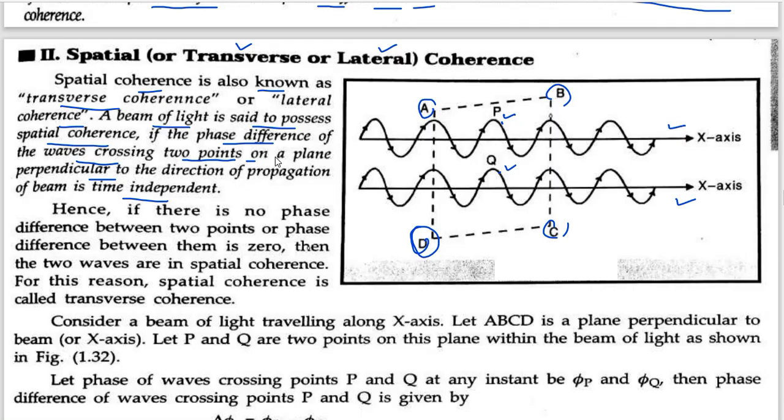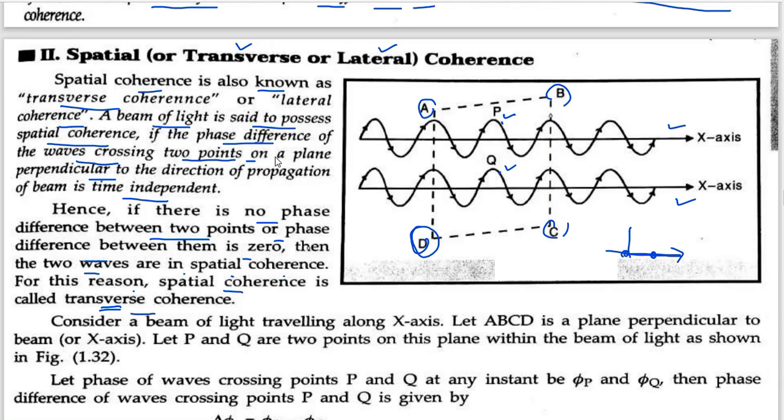How? If there is no phase difference between two points, or the phase difference between them is 0, the two waves are in spatial coherence. For this reason, spatial coherence is also called transverse coherence. Transverse means, if we take the coherence along the direction of propagation of the wave, that is called longitudinal, because that is along the length. And if we take the coherence perpendicular to the propagation, that is called transverse coherence. Transverse means perpendicular to the length.